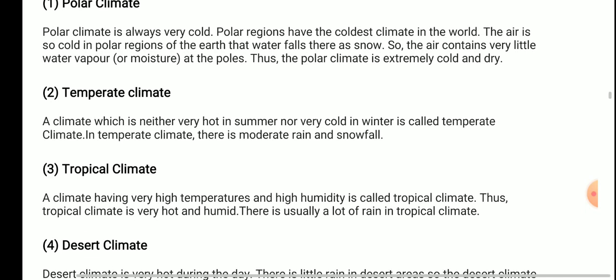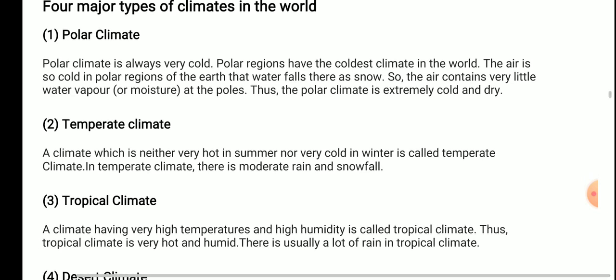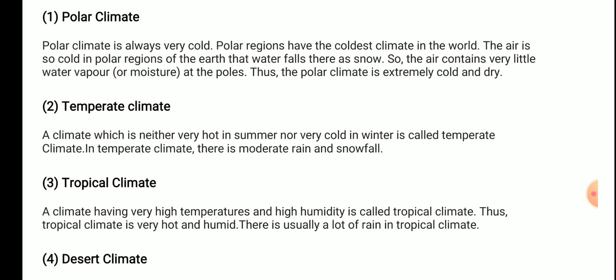Okay, so we discussed 4 types of climate in the world. Again, the first one was polar climate. The polar climate is very cold and dry. Okay, then was the temperate climate. We can say that it was moderately hot and moderately cold, and the rainfall and the snowfall were also moderate. Okay, then we discussed tropical climate. A climate having very high temperatures and high humidity, means the temperature is high and rainfall is also high. This kind of climate is tropical climate.